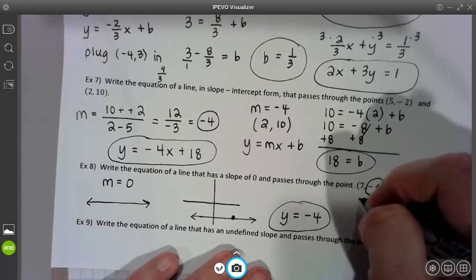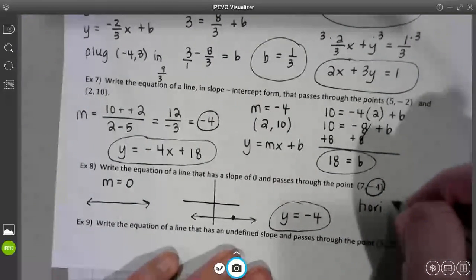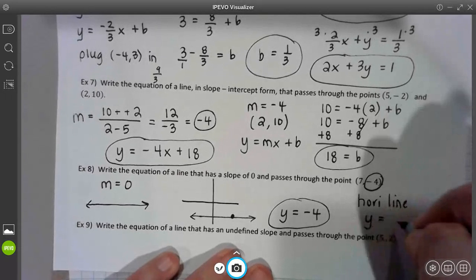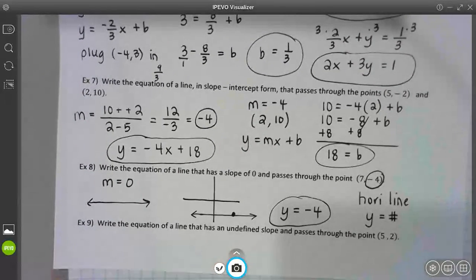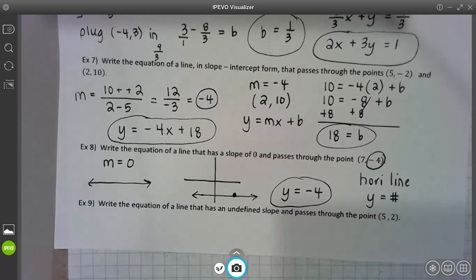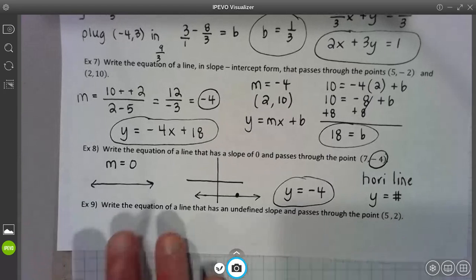So guys, a horizontal line equation will always be y equals some number. That's the equation of a vertical line every single time. Okay, now let's do example 9. So now that we did example 8, we should be able to apply that to example 9.